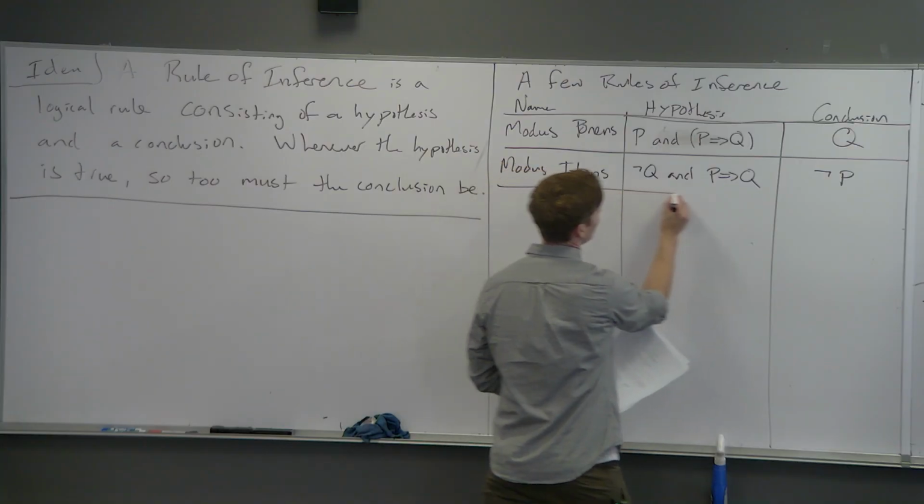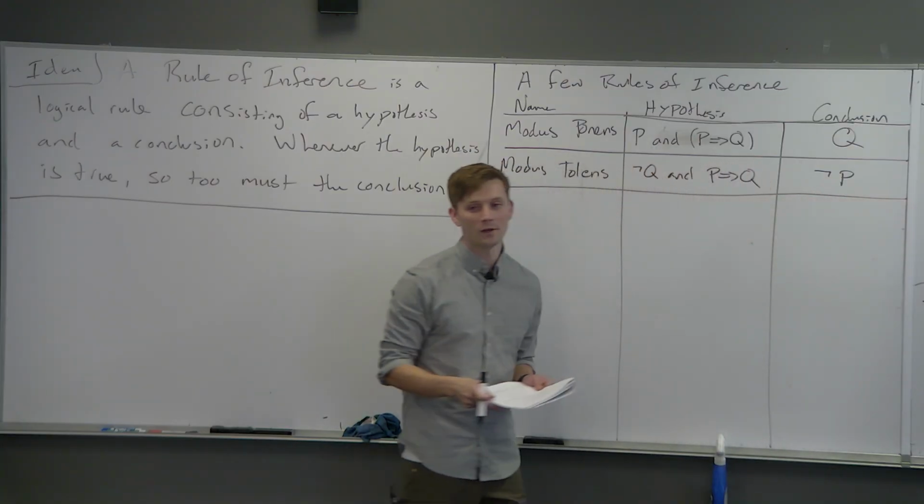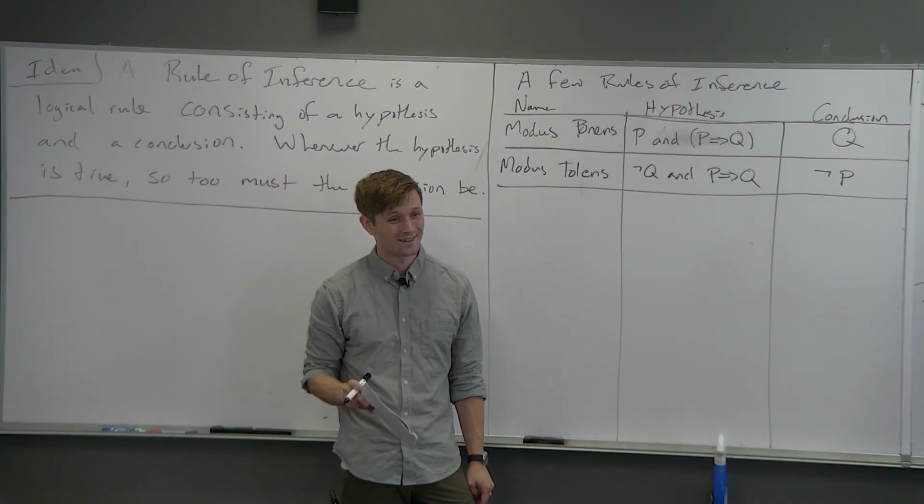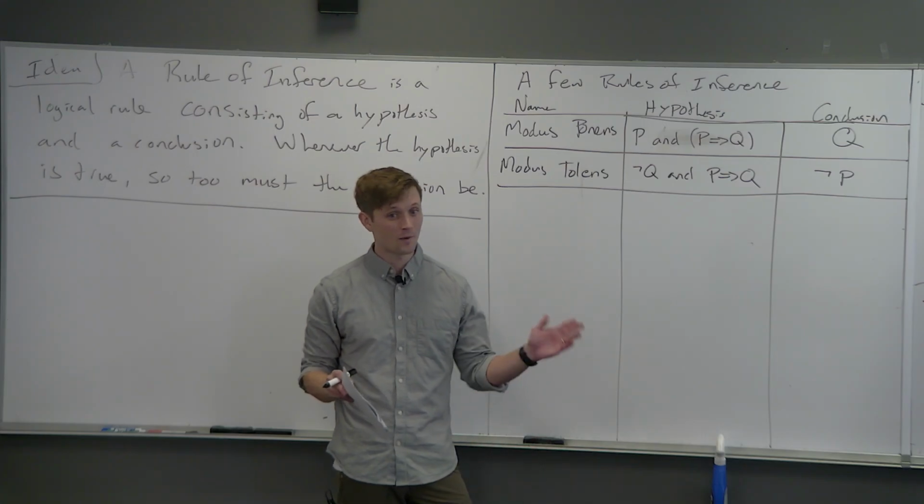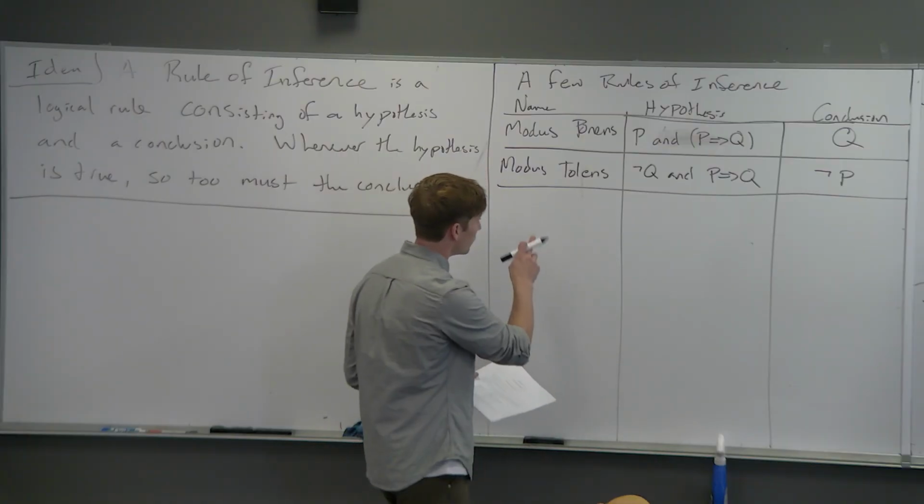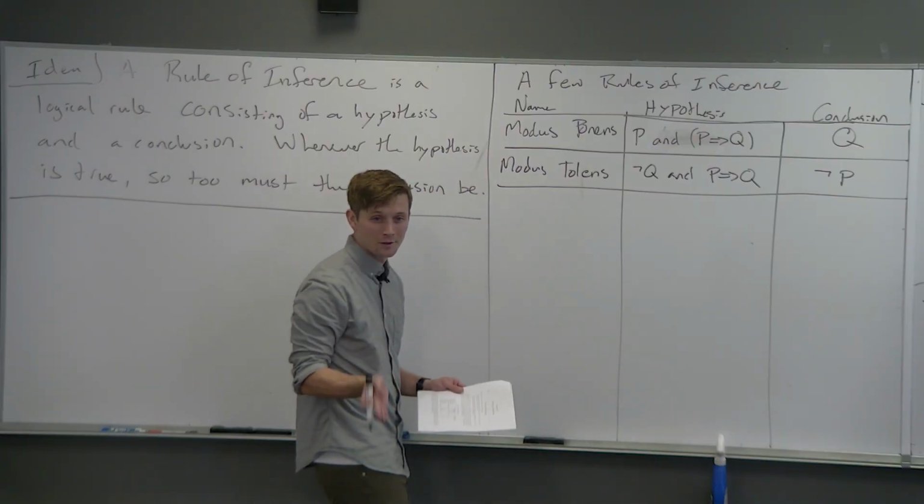Notice modus tollens is just modus ponens applied to the contrapositive, right? So you can turn P implies Q into the equivalent statement, not Q implies not P, right? So if you have not Q, you must have not P. Agree? Okay. Modus tollens, just modus ponens applied to the contrapositive.